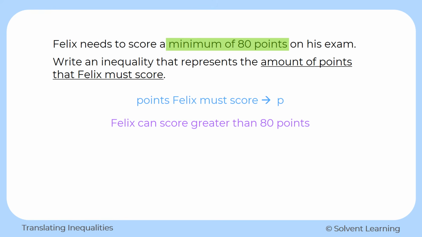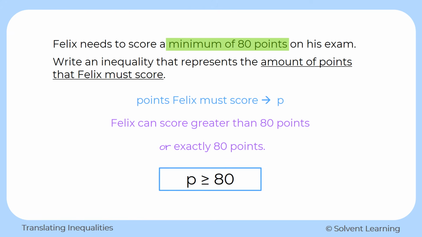So when we put this together in our inequality, we're going to use the greater than or equal to symbol. So we'll have P, the points that Felix must score, is greater than or equal to 80. So there we go. Just remember, read the word problem carefully, pick your variable, and then ask yourself those questions to figure out what inequality symbol is best to use to put it all together.